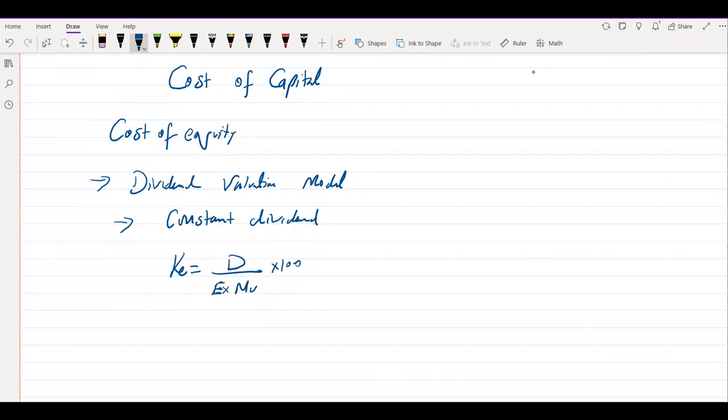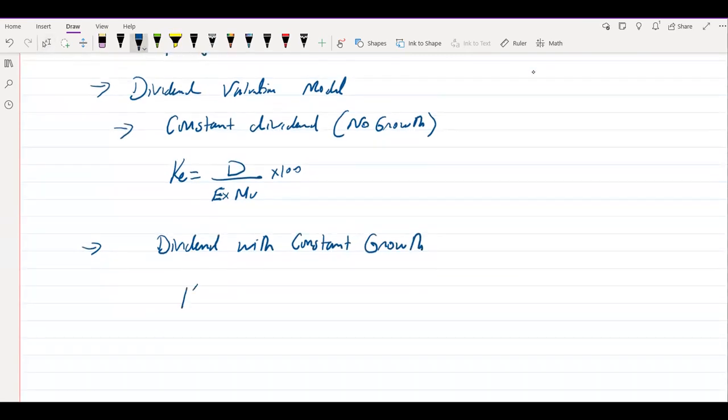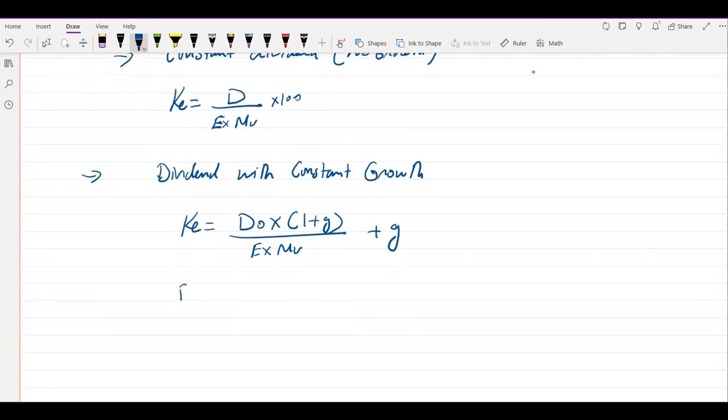So in exam, if dividend is given, if ex-market value is given, no growth is given, then you can apply this formula. This is the no growth model. And in case growth is given, dividend with constant growth, then the formula is Ke is equal to D0 into (1 plus g) divided by ex-market value, plus g. So what is D0? D0 is current dividend. This year's dividend.